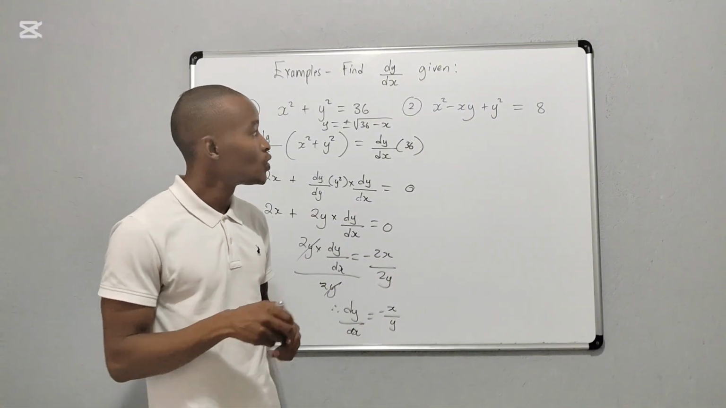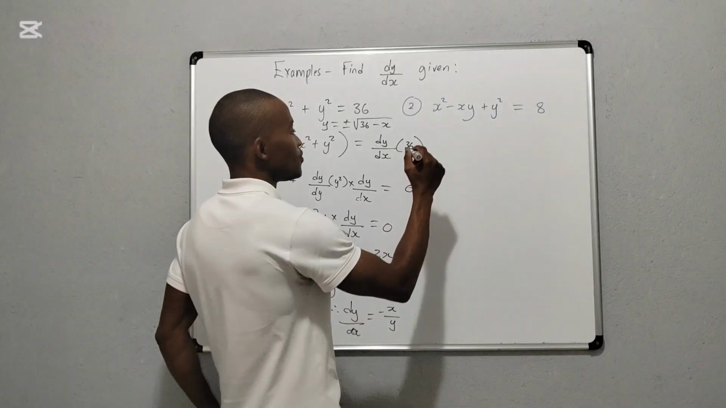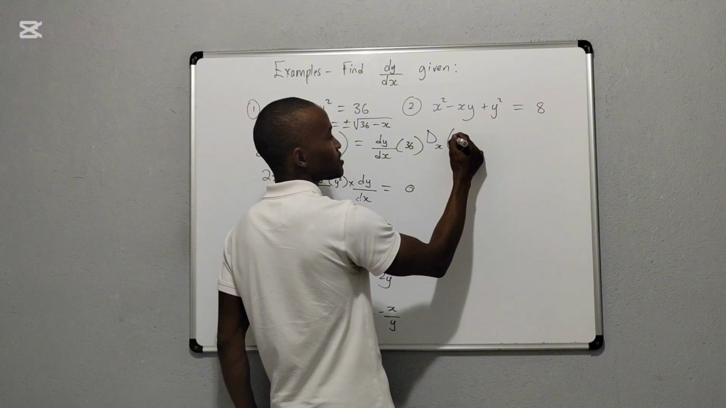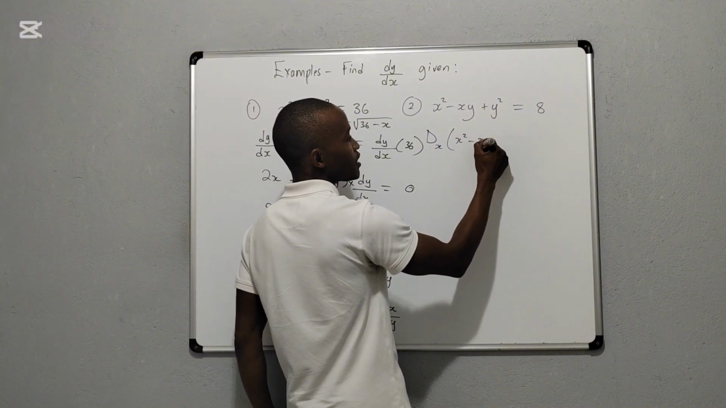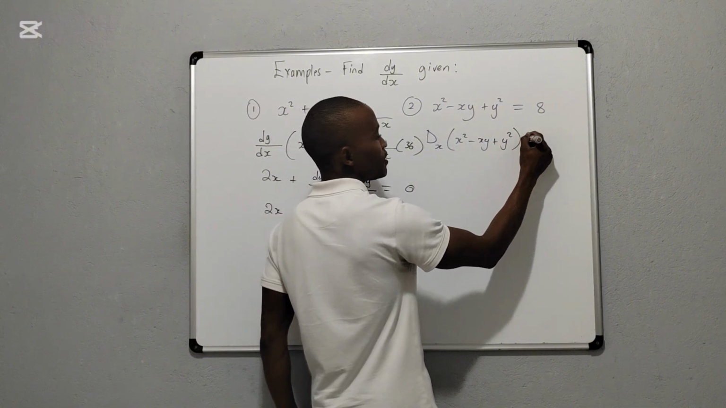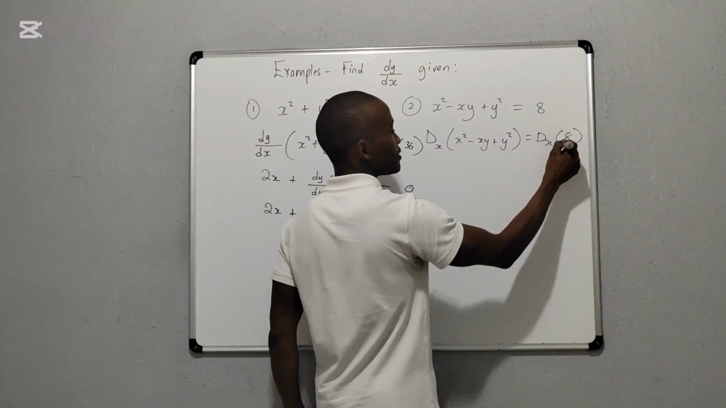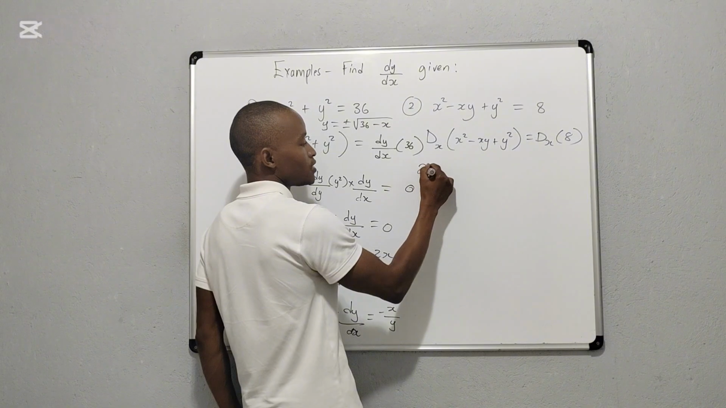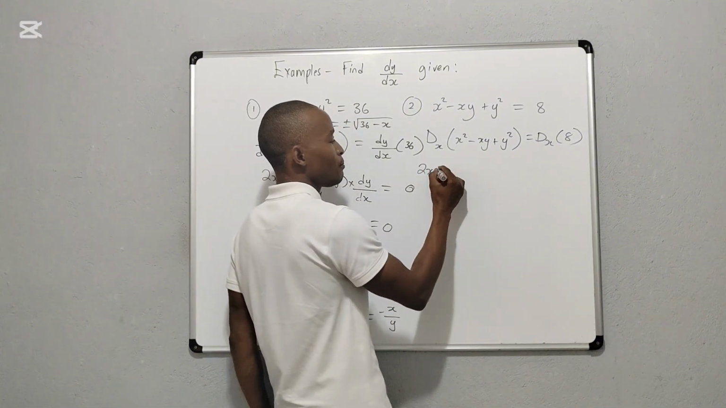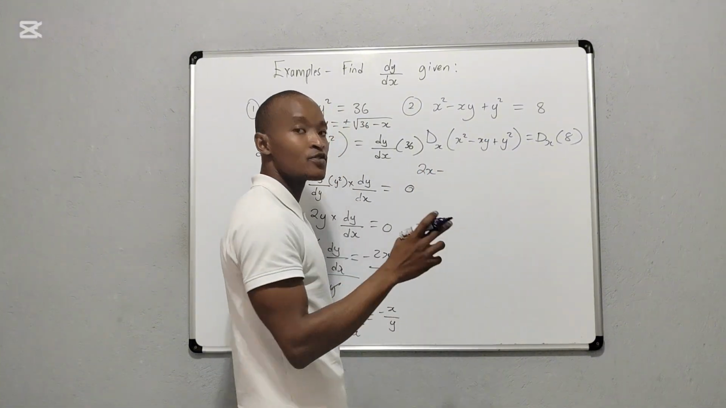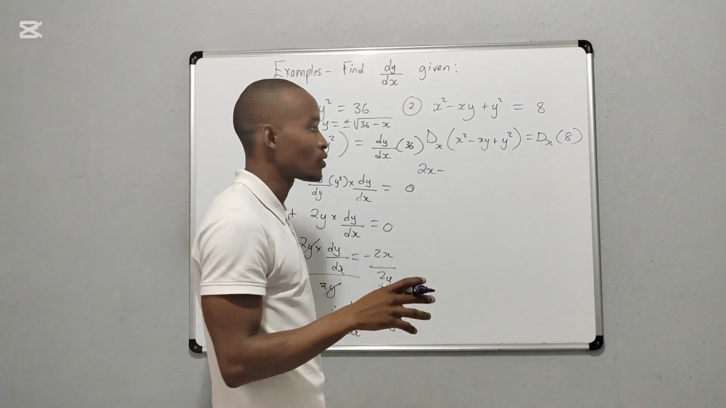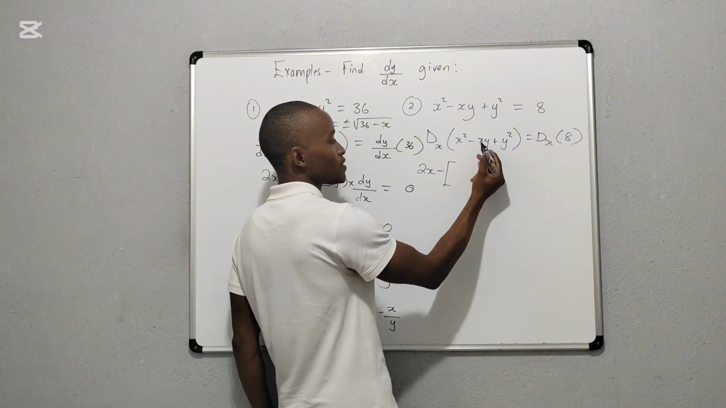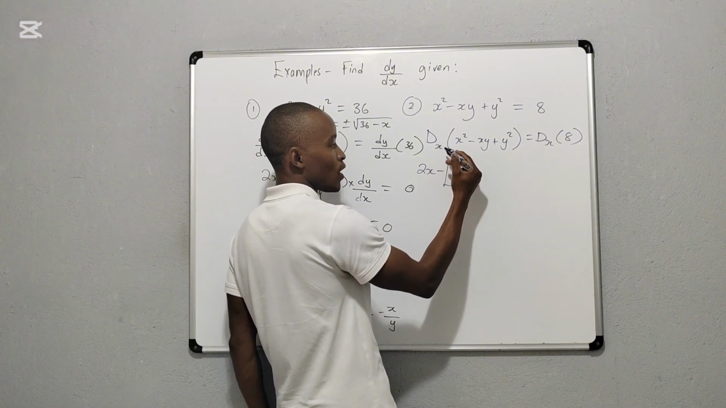Example 2, we approach it the same way. So let's use a different notation here. We want to differentiate the left-hand side, x squared minus xy plus y squared, and differentiate the right-hand side. Okay? So when you differentiate that, you get 2x minus x times y. So it's a product of functions, so we need the product rule. And the product rule says you're going to differentiate the first function x with respect to x, so that is 1.